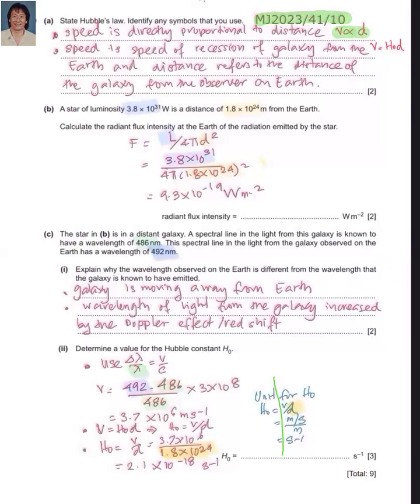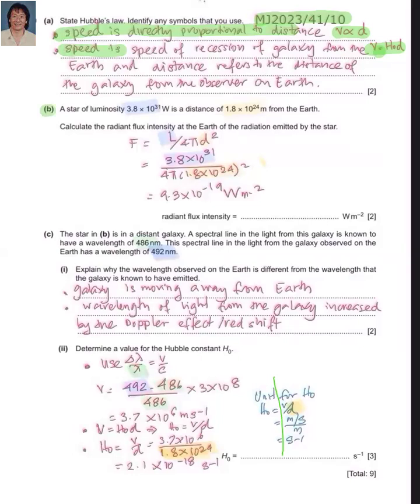And when you replace the proportionality sign with the equal sign, you must put a constant there, and the constant of proportionality is H0, which is the Hubble constant. So you have the equation V equals H0 D. Then the second point is that the speed V is the speed of recession of the galaxy from the Earth, and the distance D refers to the distance of the galaxy from the observer on Earth.